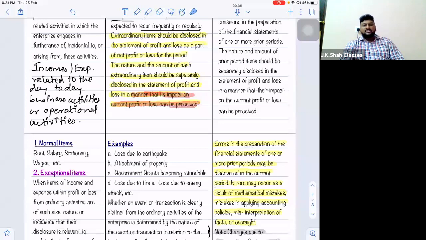Now, if you don't understand government grants becoming refundable, please hold. You will be learning it in detail in AS12. Just understand whenever you are receiving a grant, the grant may also become refundable. Means whatever grant government paid you, government can demand a refund. Now, why will government demand a refund? We'll discuss it all in AS12 because I don't want to discuss AS12 in AS5 now.